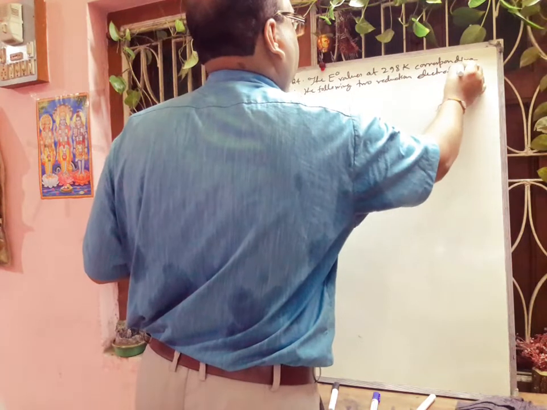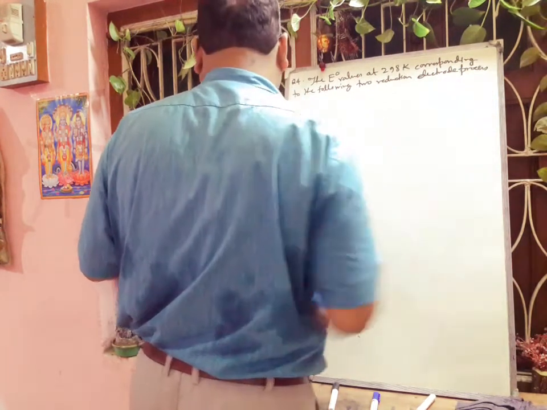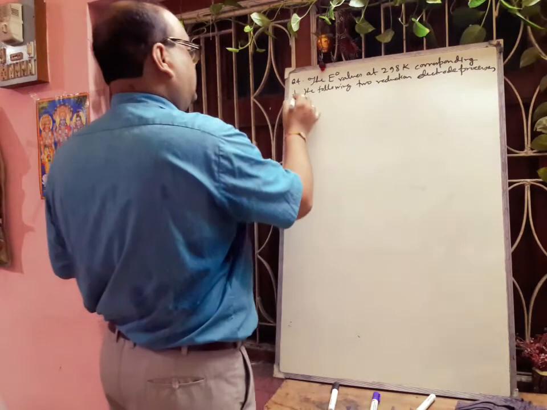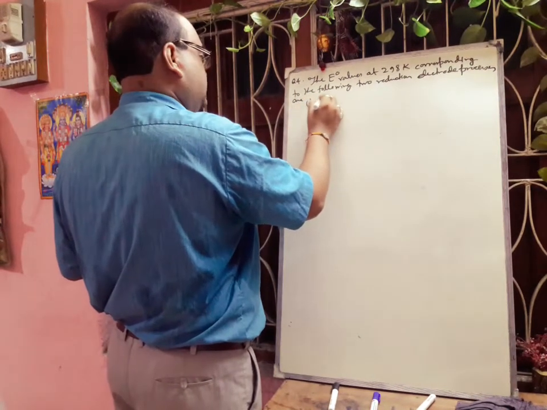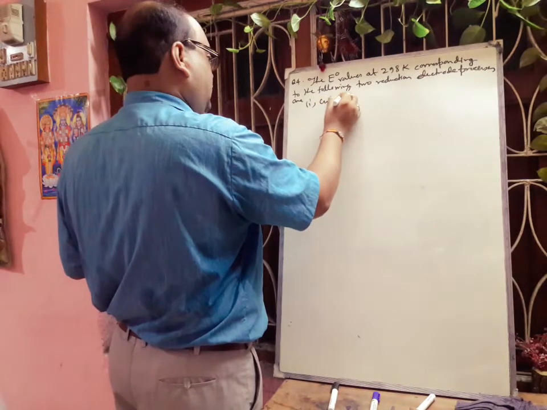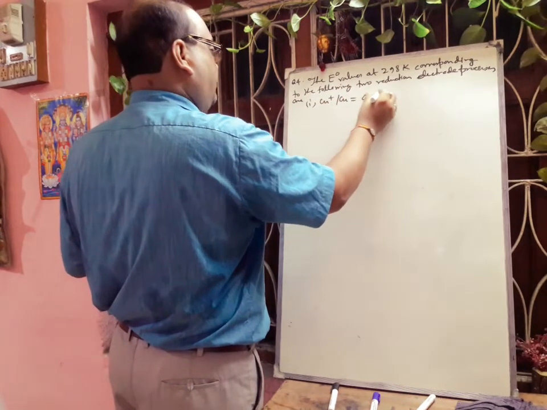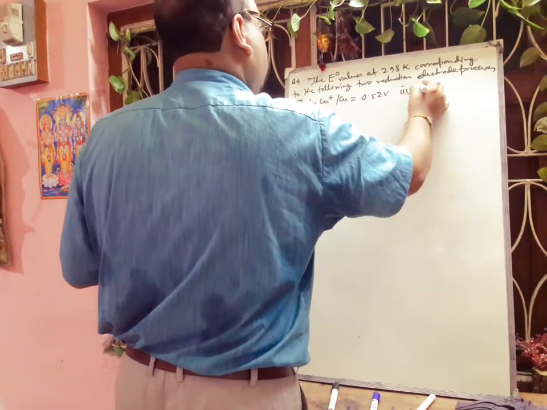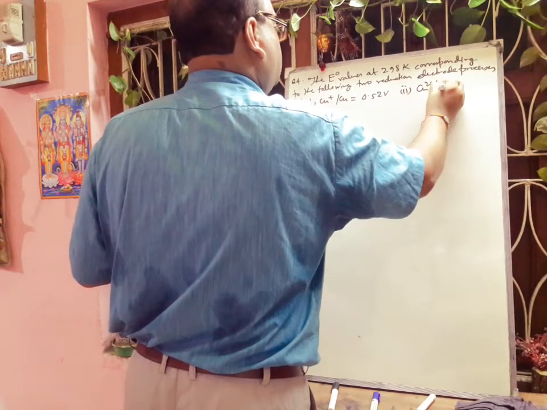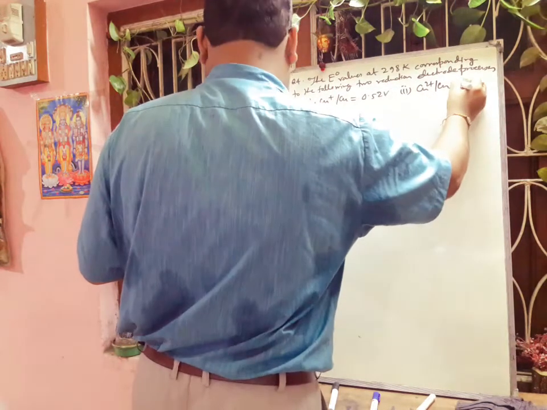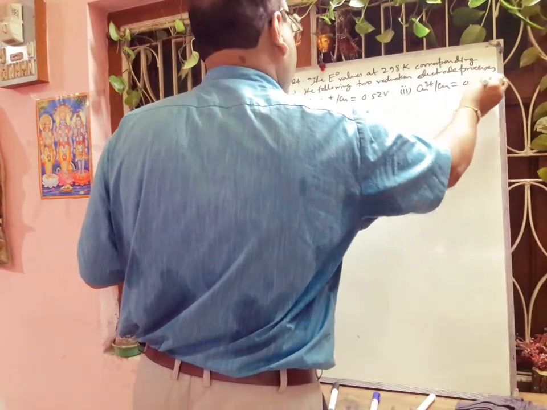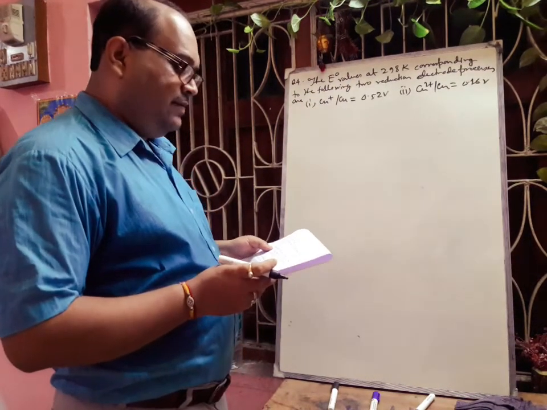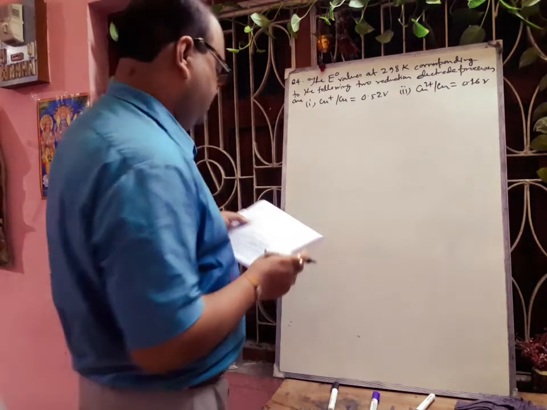Two reduction electrode processes. One is Cu+ to Cu, that will be 0.52 volt. Another is Cu2+ to Cu+, that will be 0.16 volt. Now the question is given: formulate the galvanic cell for the combination.